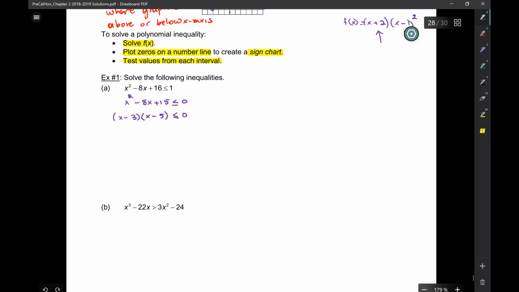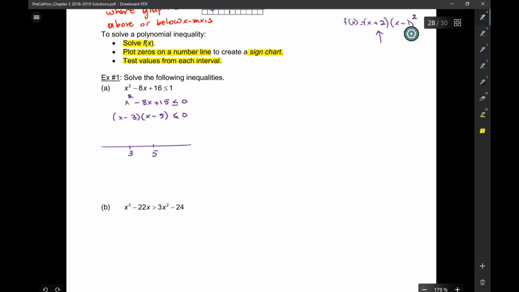This is where you start solving. You want to compare it to 0. You want to make it less than or equal to 0, not less than or equal to 1, right? Because that's where you test whether it's positive or negative. All right, so now from these two, we extract what values of x for zeros? 3 and 5, and those go on the number line.